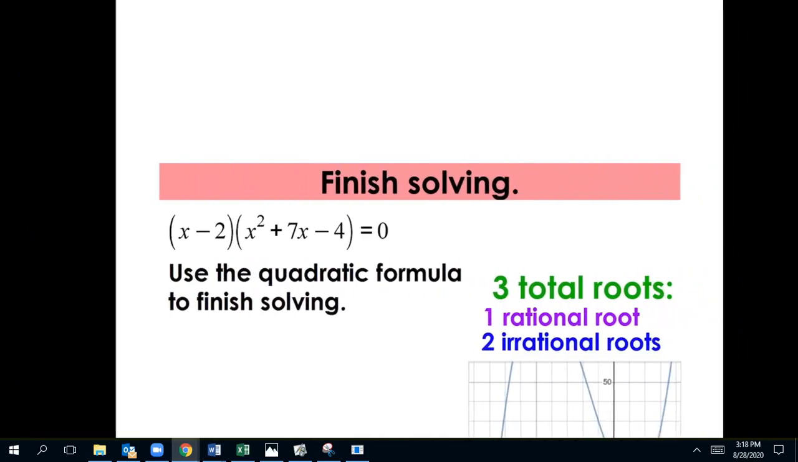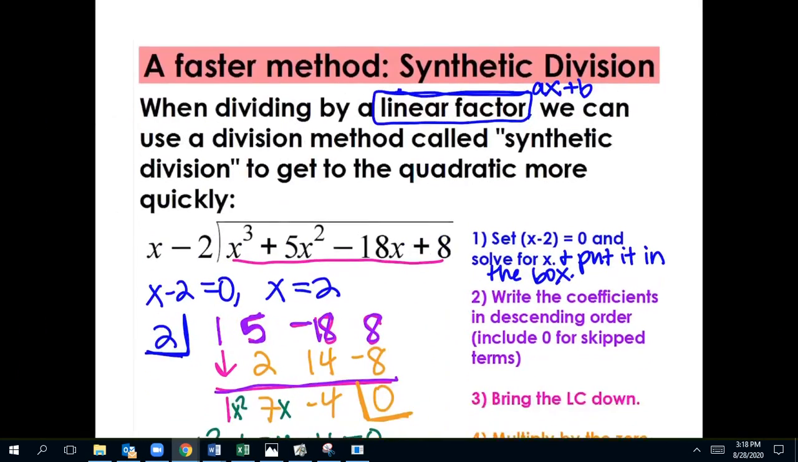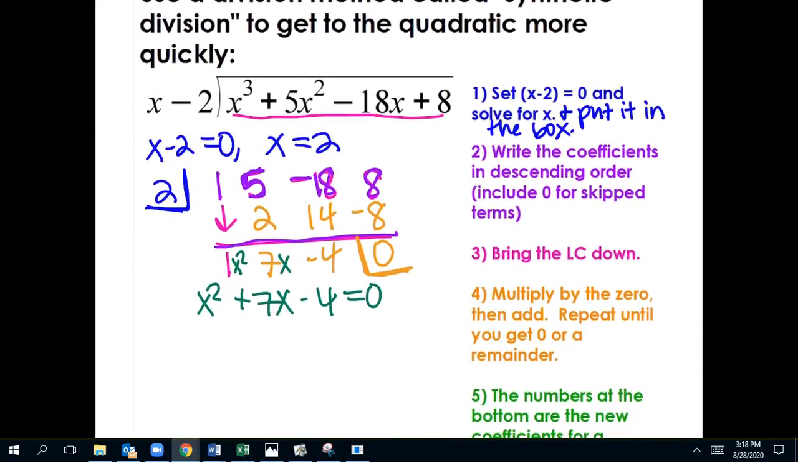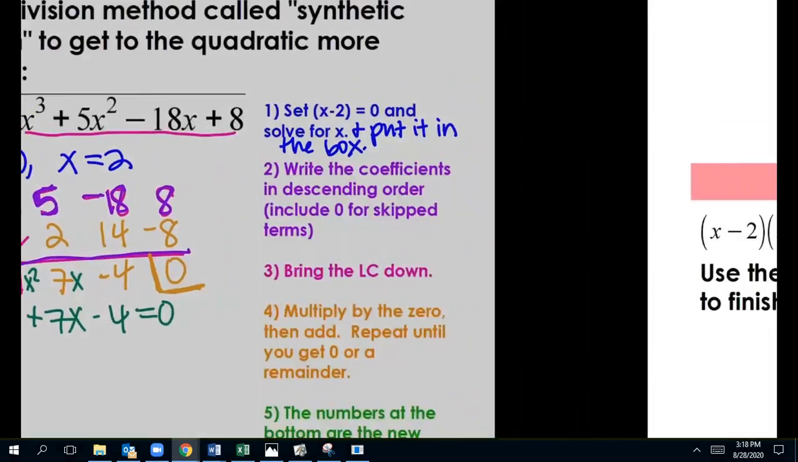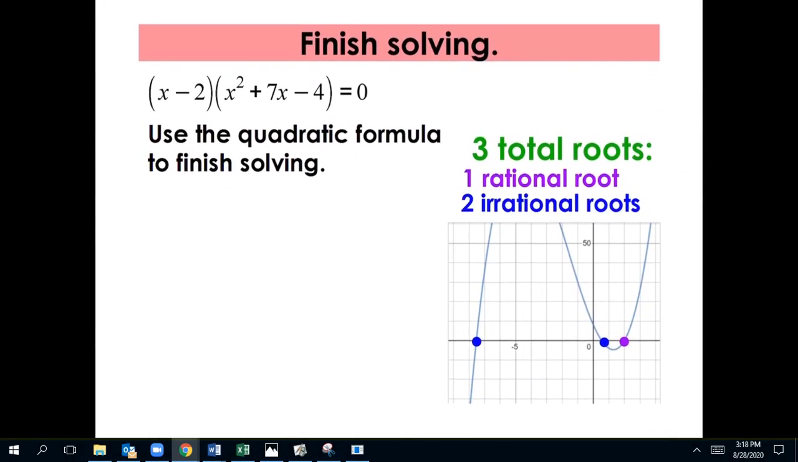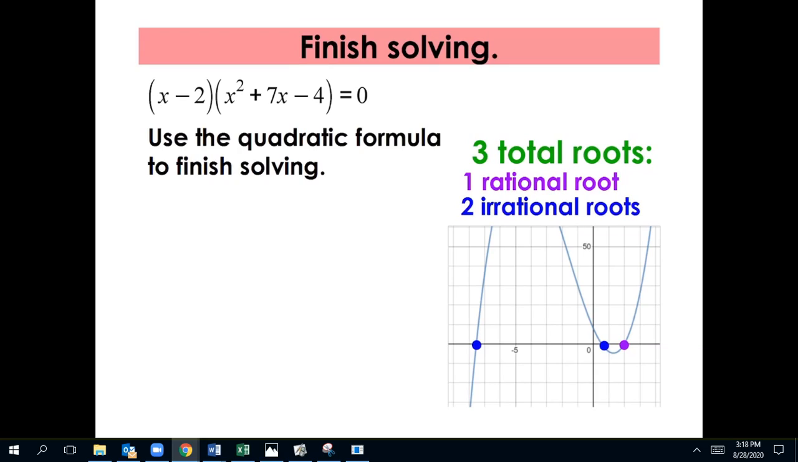It's kind of spasming here. I think I want it to go back one more time. So just look at these steps one more time. You put the factor or the 0 in the box, write all the coefficients out, bring the leading coefficient down below the line, and then you just multiply by the 0, add until you get to the last number. Okay, so we already did this, so I'm not going to do it again to save some time.